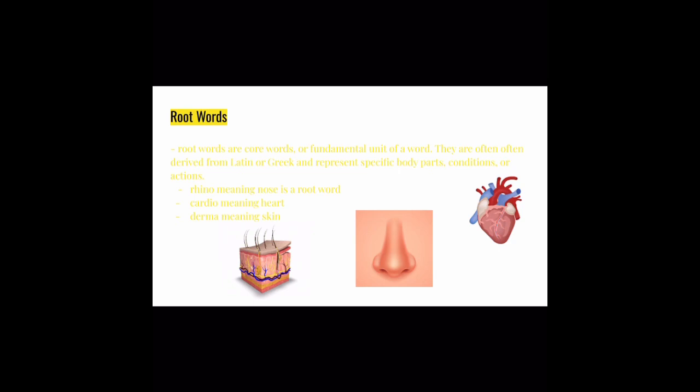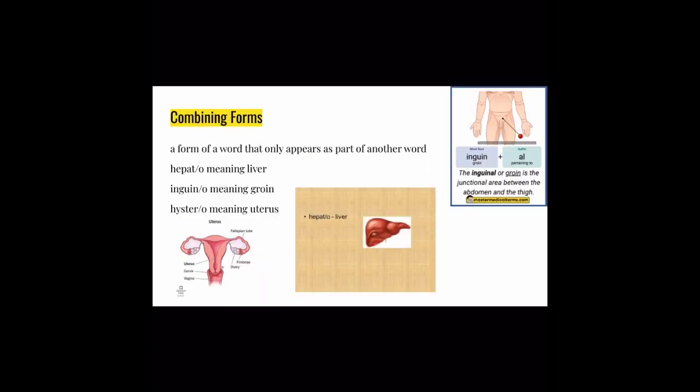Root words are your core words or fundamental unit of a word. They're often derived from Latin or Greek roots and they represent specific body parts, conditions, or actions. Rhino, meaning nose, is an example of one. Another example is cardio, meaning heart. Everybody knows cardio. Derma, meaning skin.